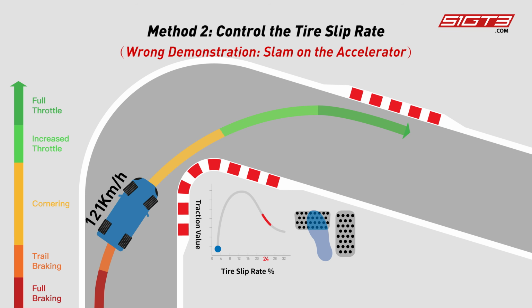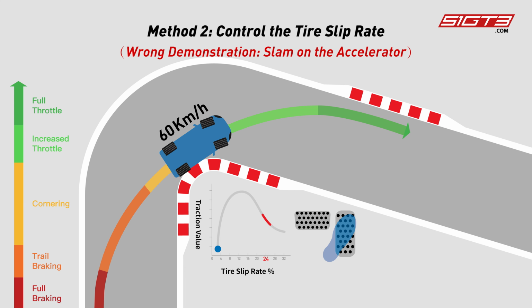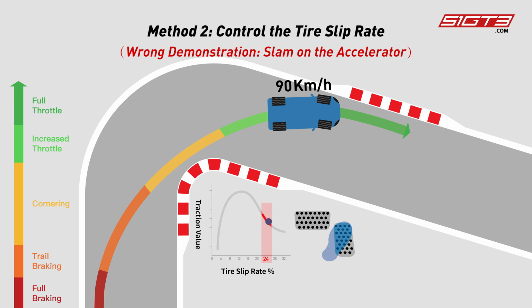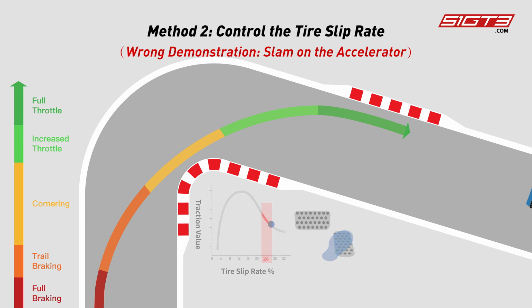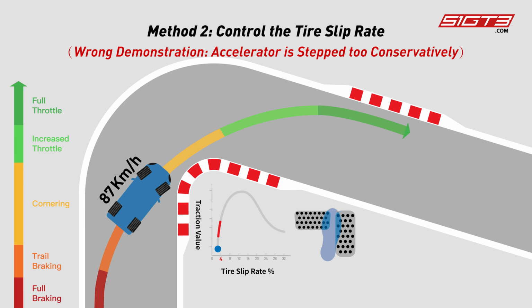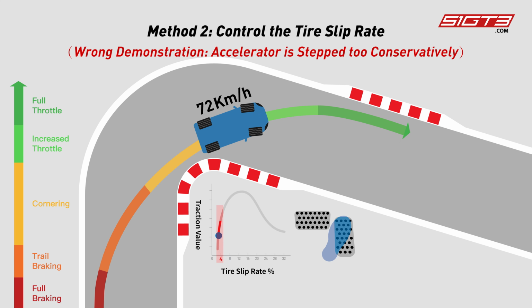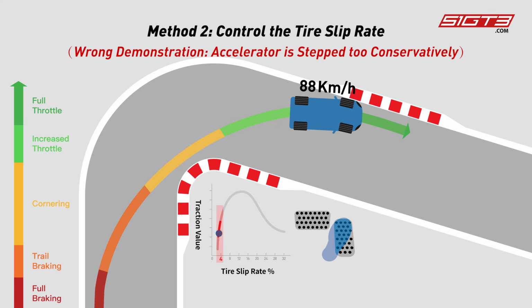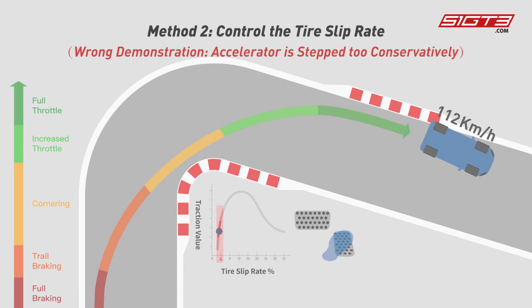If you slam on the accelerator when exiting a corner, you will make the slip rate too high. The traction of the car will gradually decrease, and the exit speed will be lost. And if the accelerator is stepped too conservatively, the slip rate will not be enough to reach the optimal range of traction, and the exit speed will also be lost.